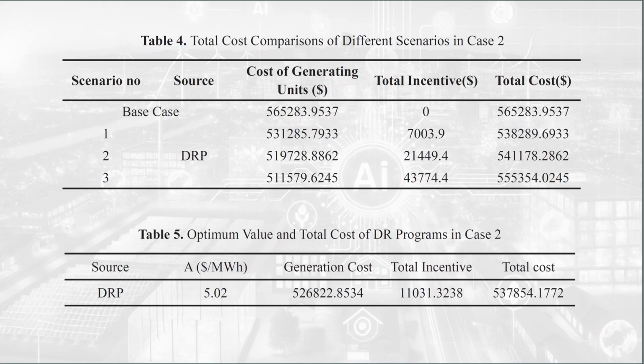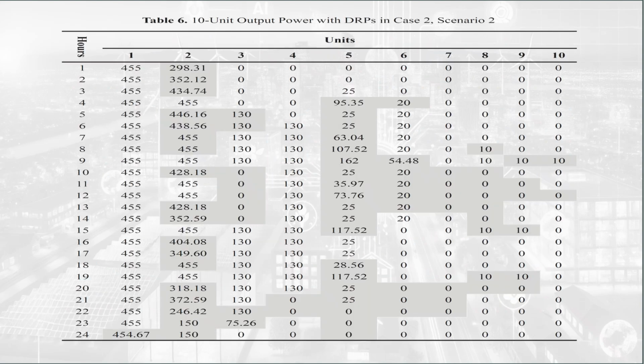MIMP-UC-based solutions to the UC problem with DRPs are provided in Table 4. As shown, the total cost of operation of scheduled generation units can be reduced after considering DRPs. The MIMP-based optimum values of incentives have been obtained for the DRPs and are presented in Table 5. The output powers of generation units are presented in Table 6 after implementing DRPs. The shaded boxes highlight the difference in the power output of the generator units compared to the base case.